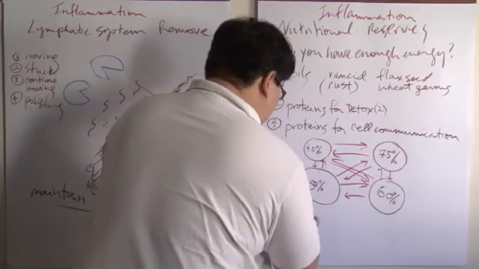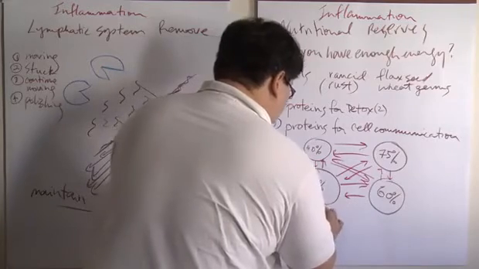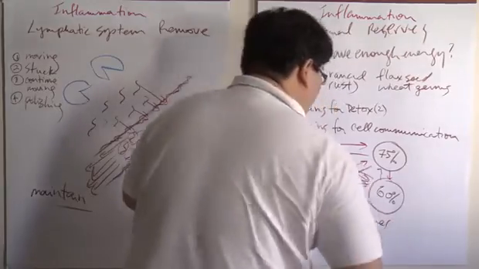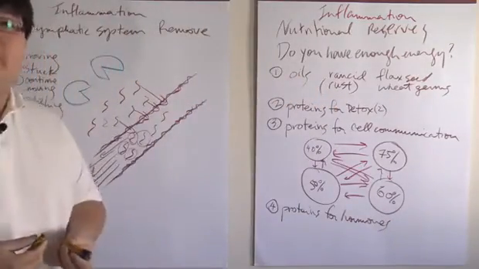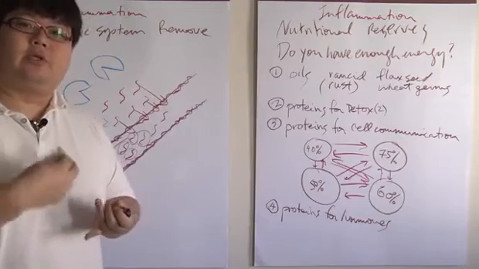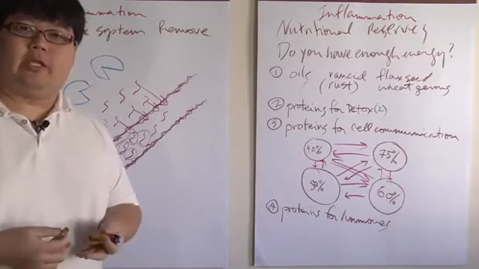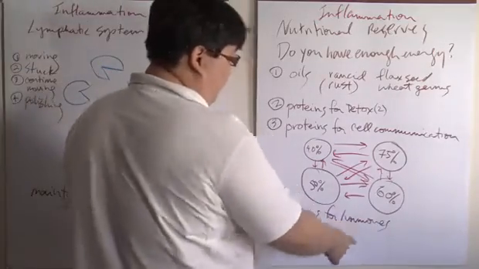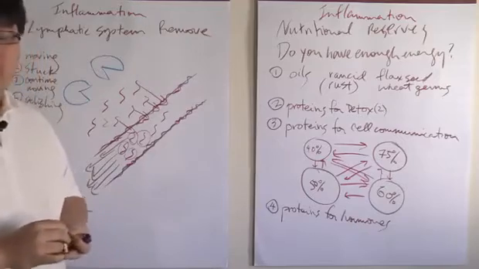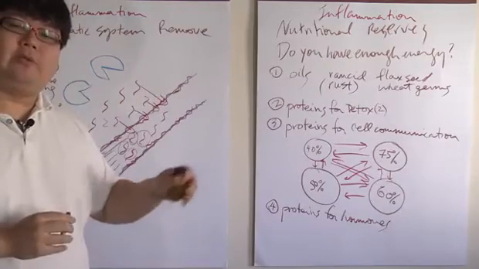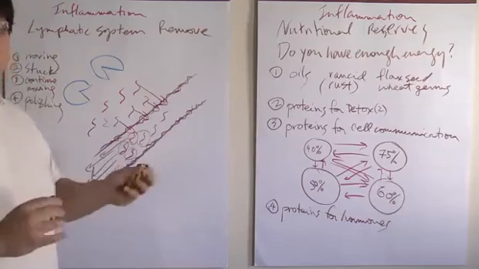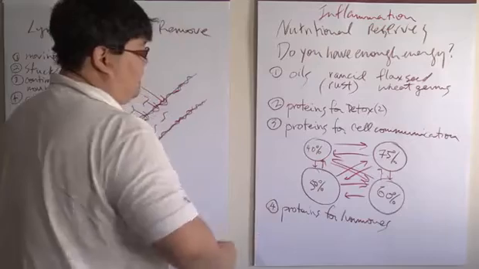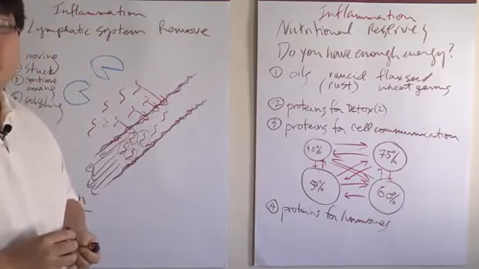The last one is proteins for hormones. One of the reasons why you might not be able to make enough hormones to sleep, or to control your thyroid, or to control any other process, is because you don't have enough of the working material to make the hormones with. There are other reasons why you can't make hormones, but this might be one of the reasons, and we have to make sure that's in place. And so you can see from a nutritional viewpoint, these are all the possible things that can go wrong.